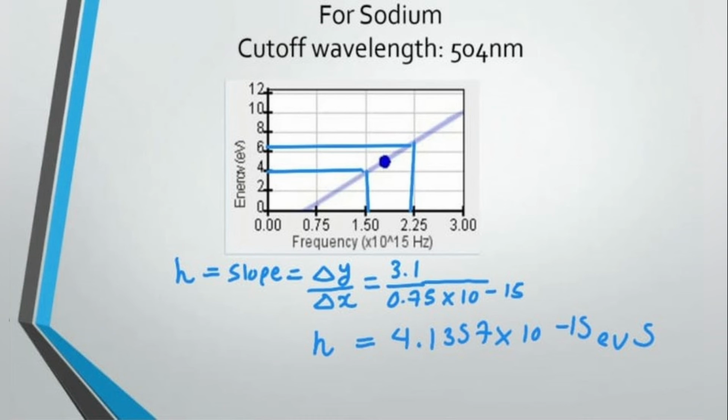Let us look at the data we have gathered. As we can see, the energy versus frequency graph is a straight line. As discussed earlier, the value of the Planck constant will be the slope. The slope can be calculated by taking an elemental length in the y direction and dividing it by an elemental length in the x direction. When we do that, we get the value of h to be 4.1357 times 10 raised to the power minus 15 electron volt seconds. Note that the unit of h here is different from the usual unit.